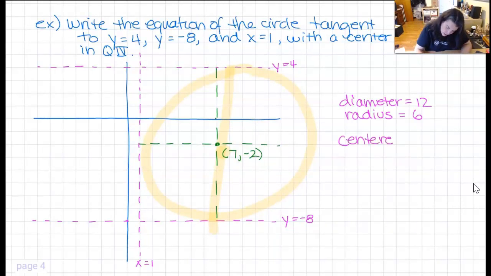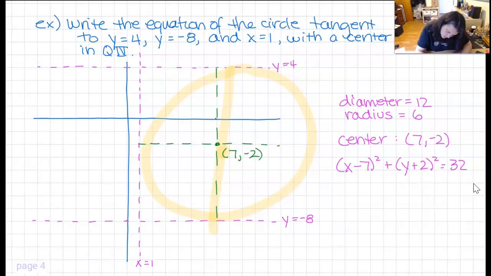And we're ready to write the equation of the circle. Yay. So again, x minus h squared plus y minus k squared equals r squared. Whoops. Ooh. And there's the equation.